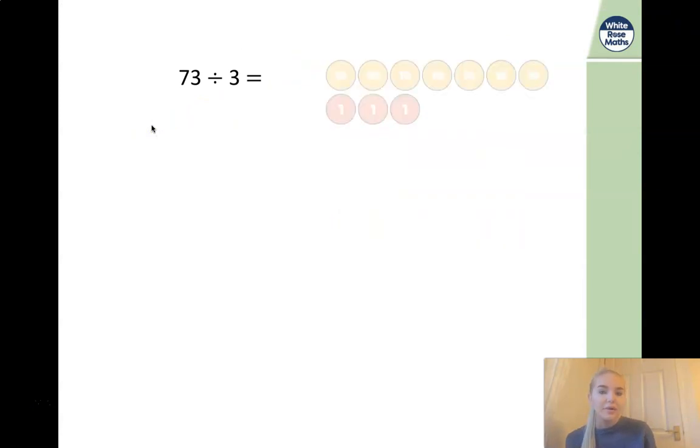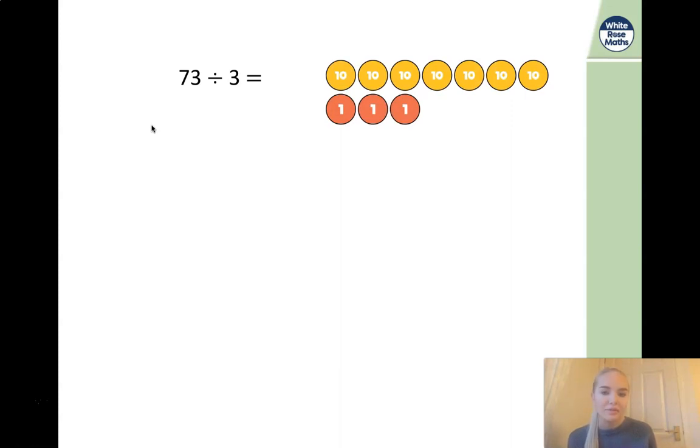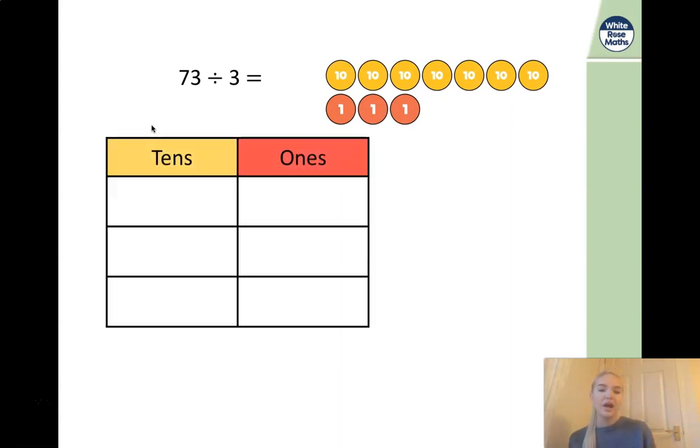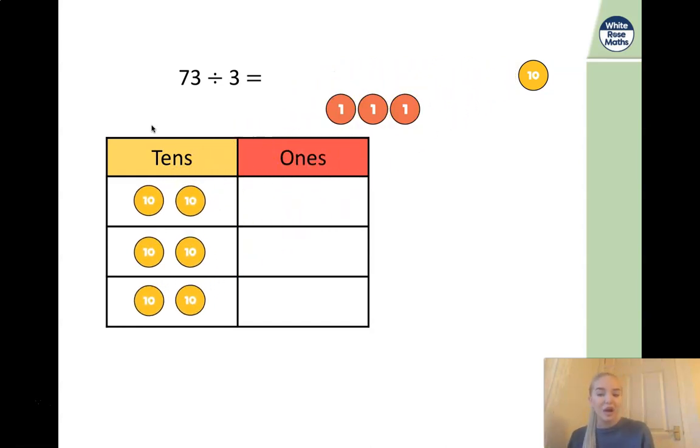Fantastic. I would like you to use the place value counters to think how you could work this one out, please. Off you go. Pause the video. Okay, so we know that we can use our place value chart to work this out. So we know that we have 3 rows because our divisor is 3. So what we can start with is our 10s or our 1s? Our 10s. So we can start by putting 1 ten in each row and then another 10 in each row.